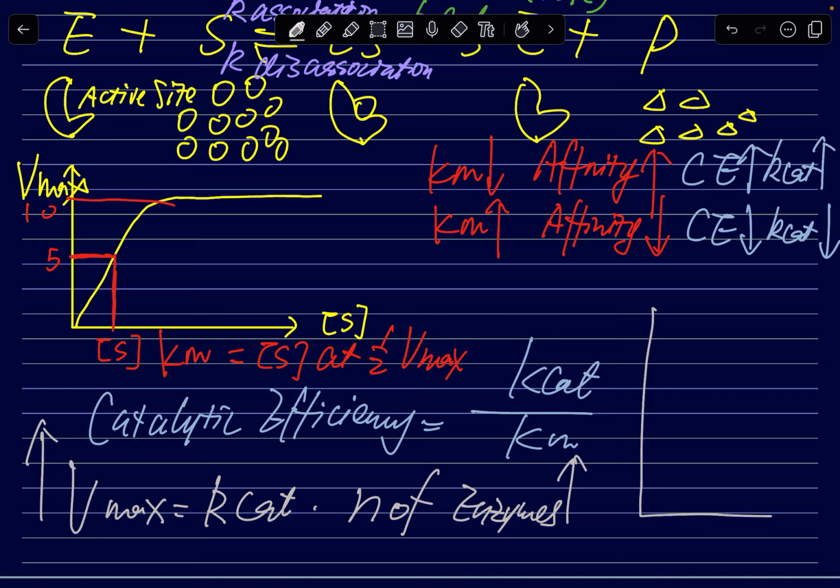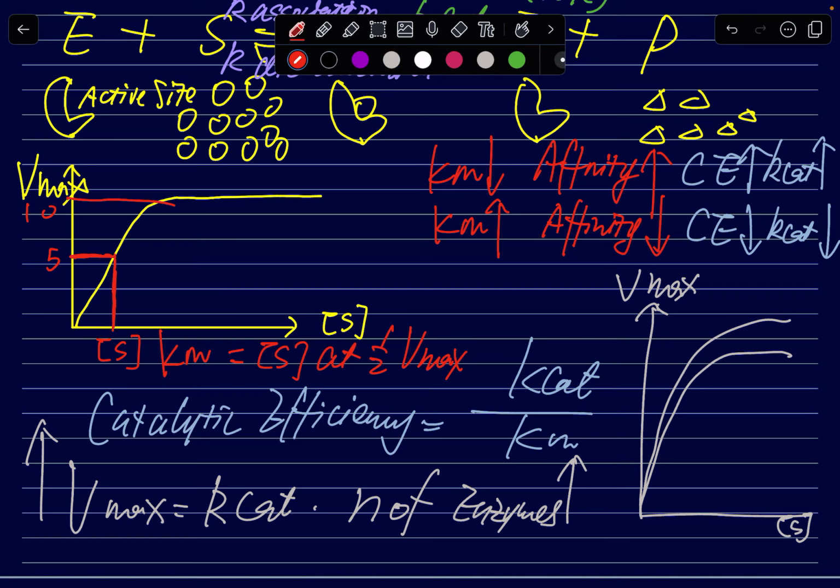To reflect it on the graph, this is Vmax, and this is S, and this is a certain amount of enzyme. When I increase the amount of enzyme, my Vmax would increase. But as you can see, my Km at half Vmax doesn't necessarily change. Okay, I hope that's helpful.